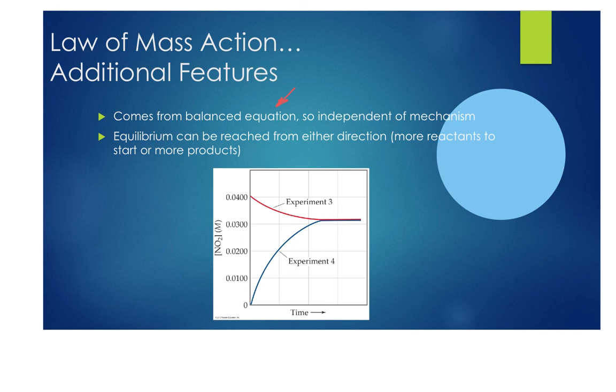Okay, the other thing we need to understand is that equilibrium can be reached from either direction. In other words, you can have more reactants to start or more products to start. It's not going to matter. What you're going to end up with is equilibrium being reached. If you end up with more products, you'll go in whatever direction, forward or reverse, that gets you to equilibrium. I do not need to start with only reactants, or only products. I can start with any amount of either, and the reaction will go toward equilibrium. It can be reached from either direction.